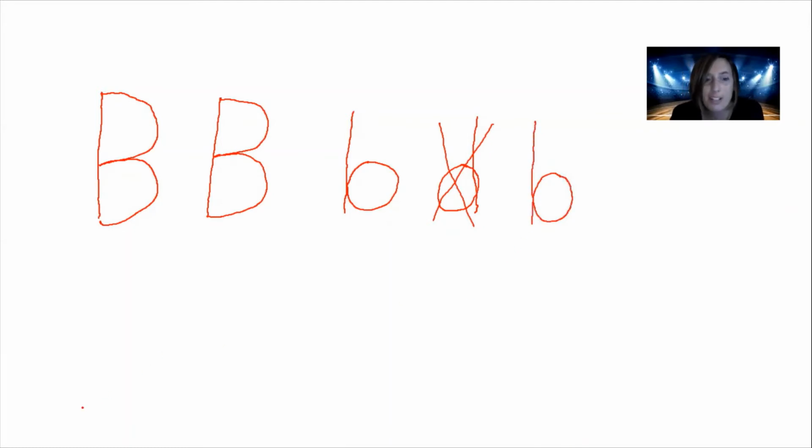So go ahead, friends, and write your lowercase b. Be careful where you put that stick. It goes in front of the circle. Awesome job, my friends, writing uppercase and lowercase b. Put your dry erase board marker and eraser to the side and meet me back to talk about what sound the letter B makes.